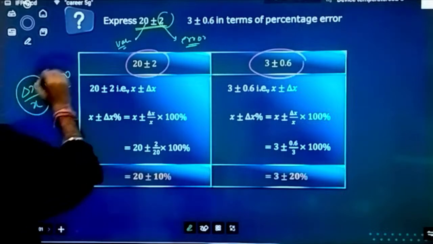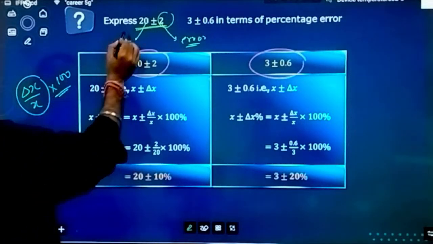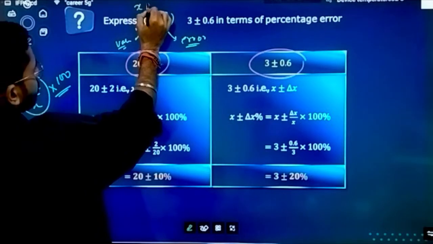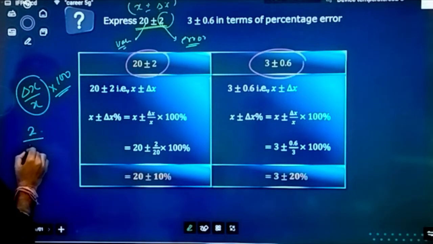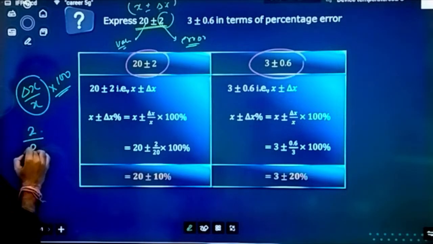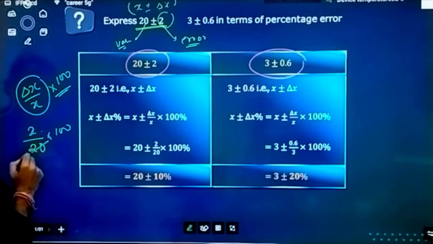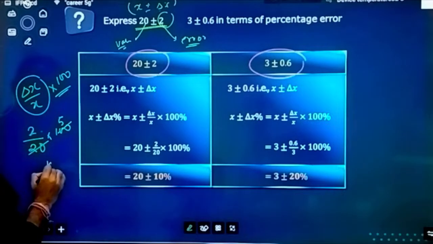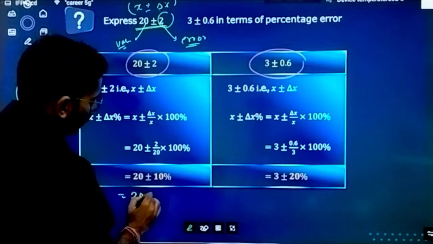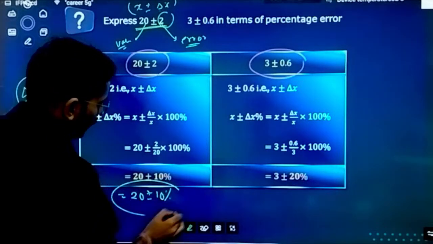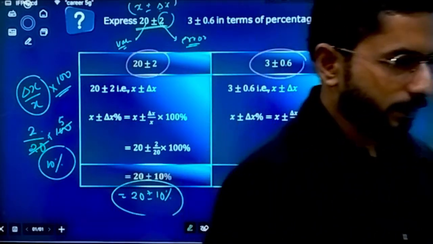So how will I be writing delta x, the error part? Delta x, the error, is 2 divided by the absolute value. This is in terms of x plus minus delta x. I will be writing the error part. Error part is nothing but 2 divided by the x value, 20, into 100. Now what is the value that is going to come? This will become 10%. So this value can also be written as x, that is 20 plus minus 10% of error is related with it. This is the meaning that you will be having.